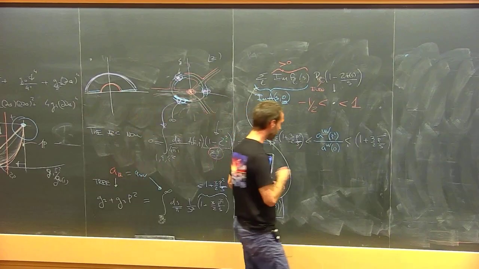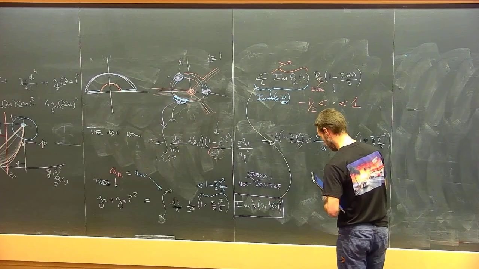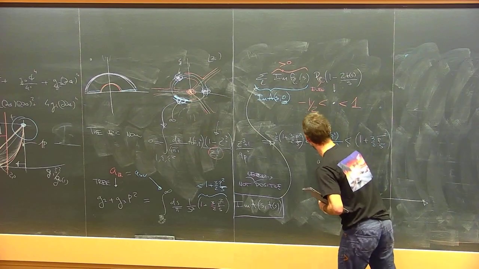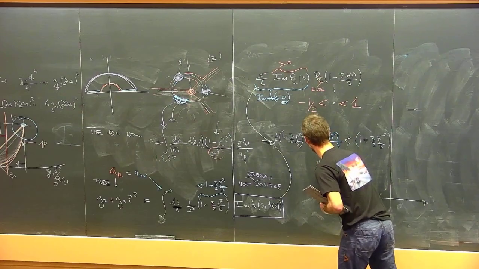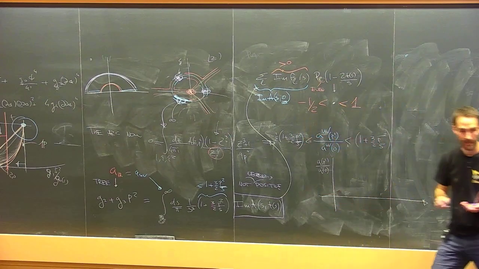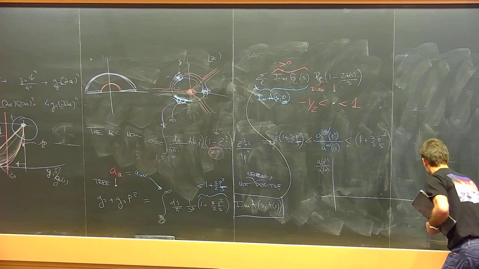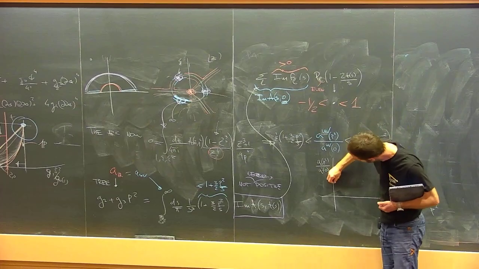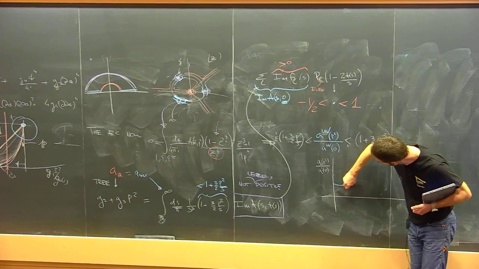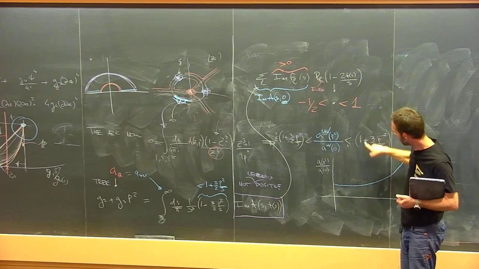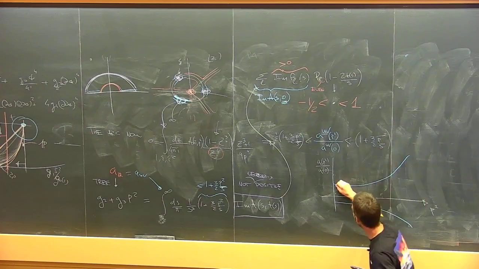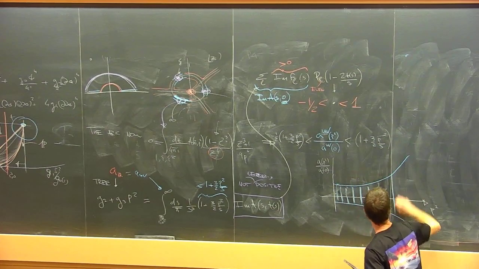This is nice because you can make a plot of these arcs as a function of p squared. And this expression implies that it must be smaller than this line and bigger than this. So they must be in here. Okay.